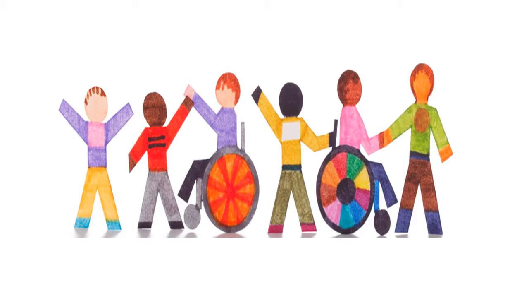For those who do not know what an orthopedic impairment is, it's defined by the Individuals with Disabilities Education Act as a severe orthopedic impairment that adversely affects a child's educational performance. The term includes impairments caused by a congenital anomaly, impairments caused by disease, and impairments from other physical causes.